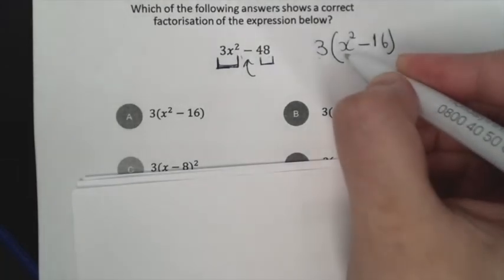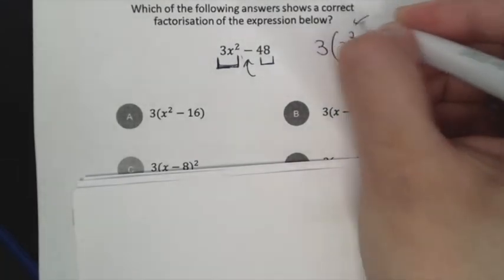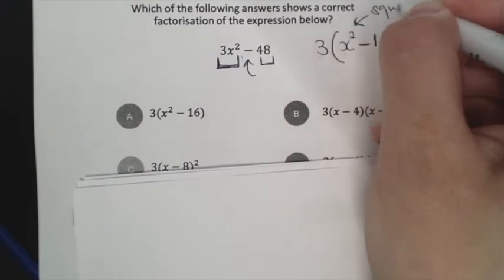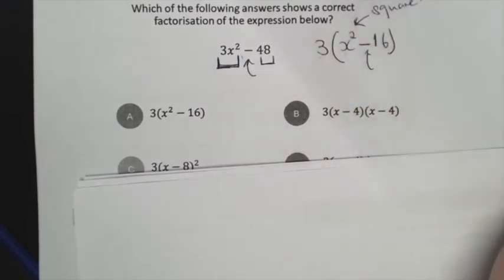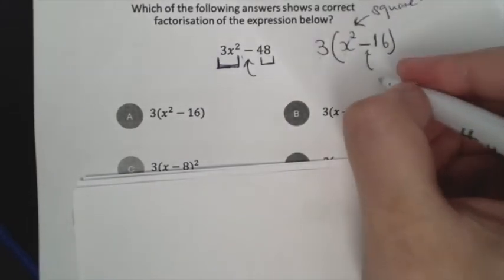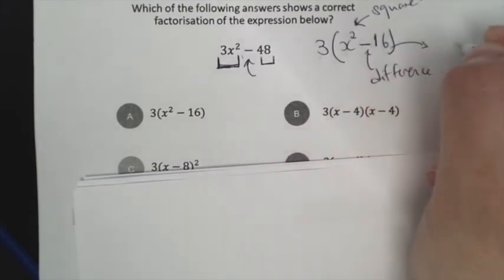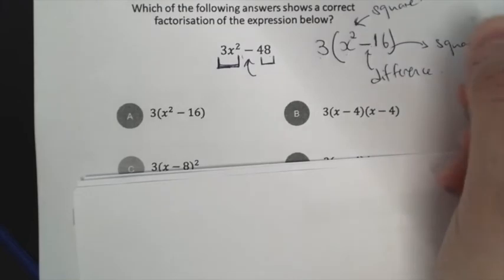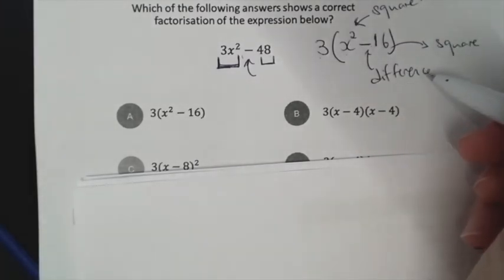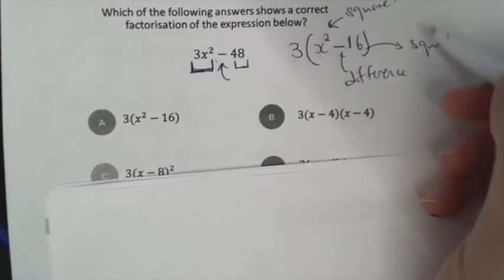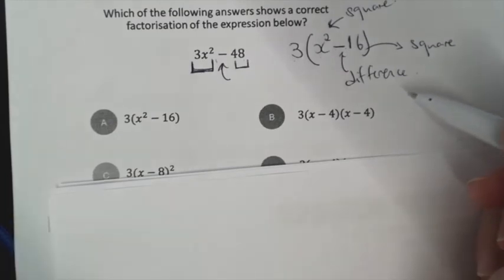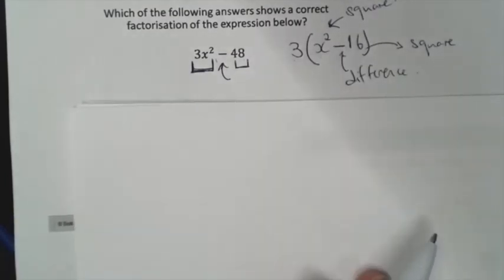I have a square term, so I have a square. I have a subtraction sign, so I've got minus, so that's the difference. And 16 is a square number, so I have a square and I'm subtracting another square, so that is the difference of two squares. So I can do something with this x squared minus 16.